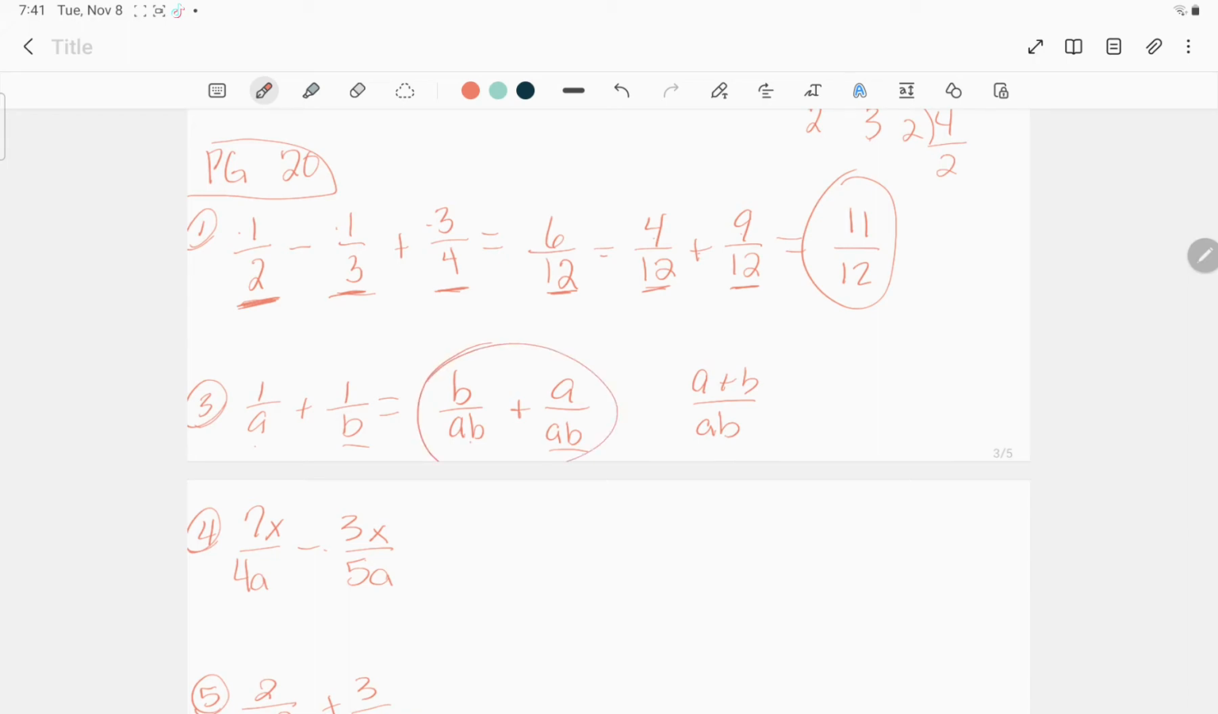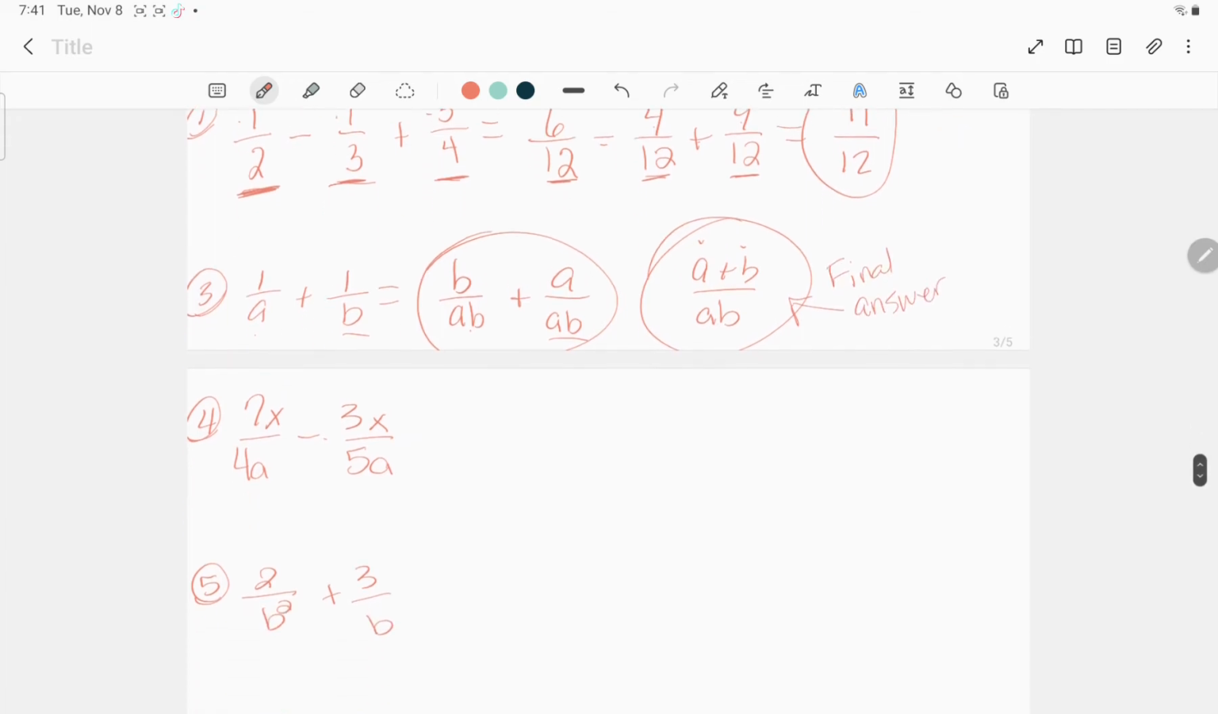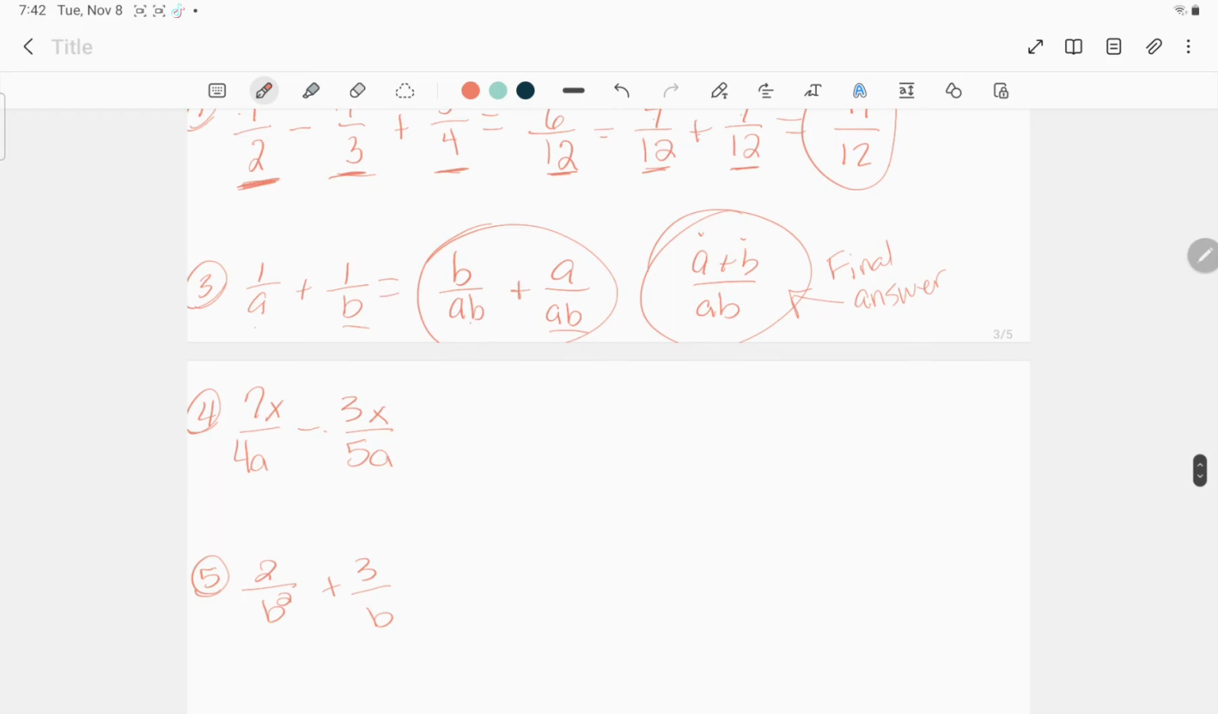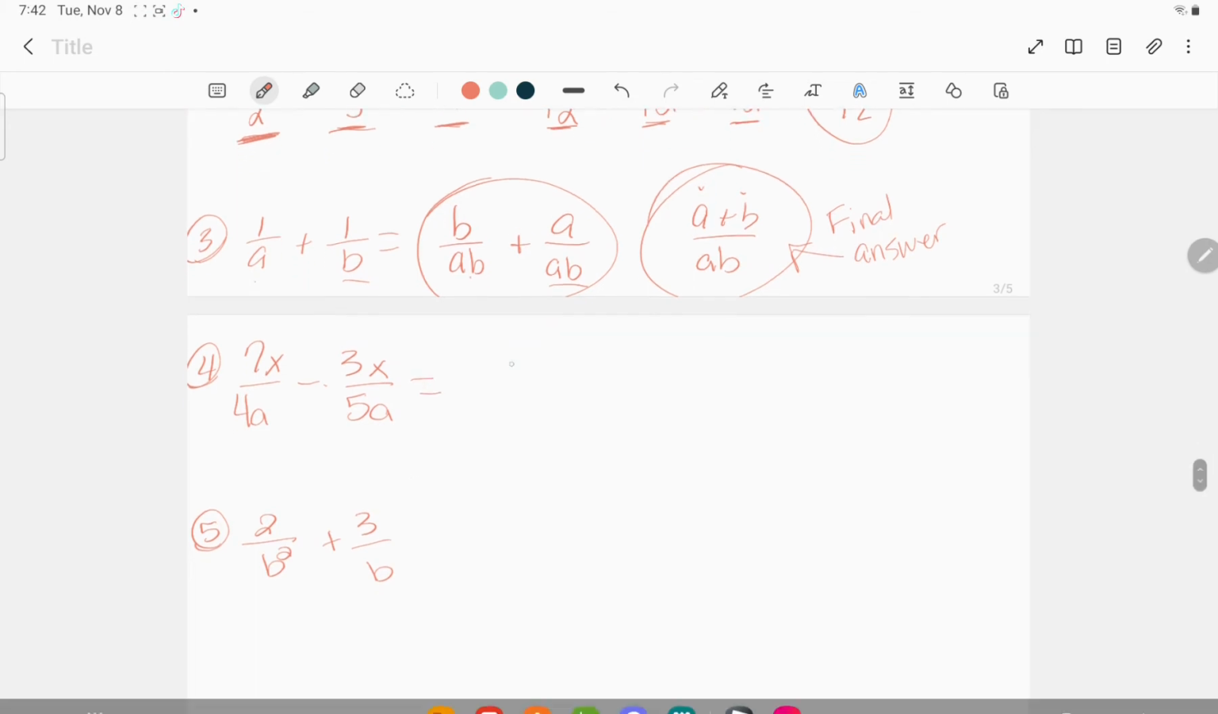This is not my final answer. That is not correct. It is not in the correct order. Always alphabetical order first. This is the final answer. All right. Going down to number 4. So what is my least common multiple between 4A and 5A? That is 20A.